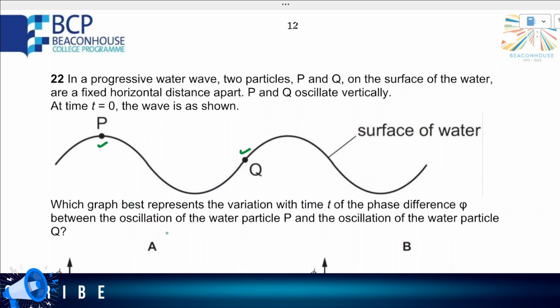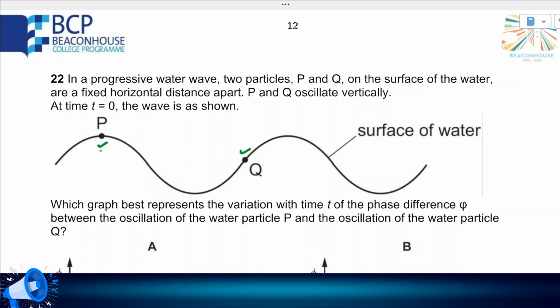Which graph represents the phase difference against time? So we need to find the graph for the phase difference against time. If we have fixed points, then the phase difference between those 2 points would be the same, unless we change the points.